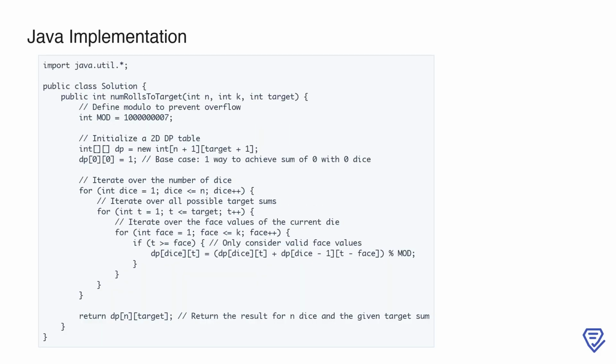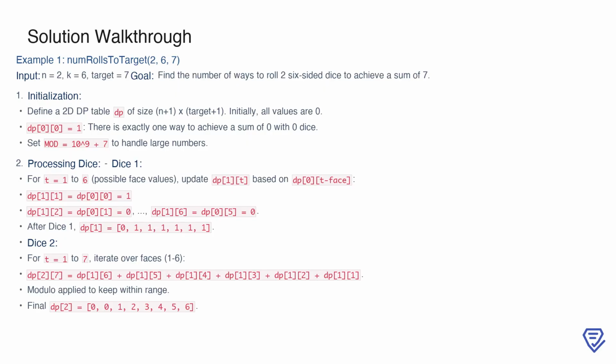This is the Java implementation of the LeetCode problem number 1155, number of dice rolls with target sum. The logic mirrors the Python solution, using a dynamic programming approach with a 2D table where dp[dice][target] represents the number of ways to achieve the target sum with the given number of dice. Key differences include explicit type declarations for variables, the use of modular arithmetic to prevent overflow, and the Java-specific syntax for arrays and loops. In this example, we aim to determine the number of ways to roll 2 6-sided dice to achieve a target sum of 7.